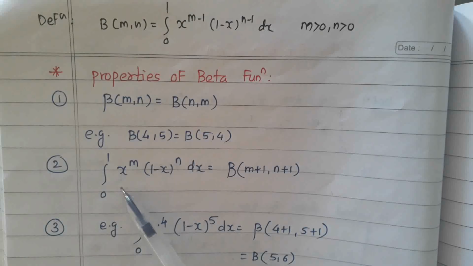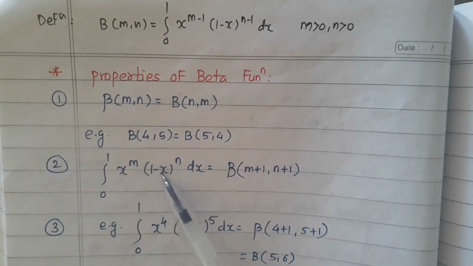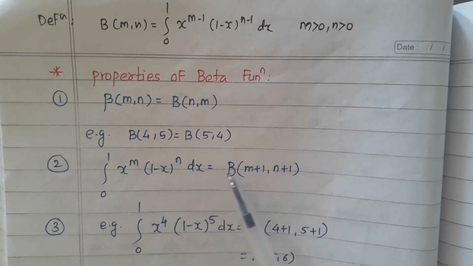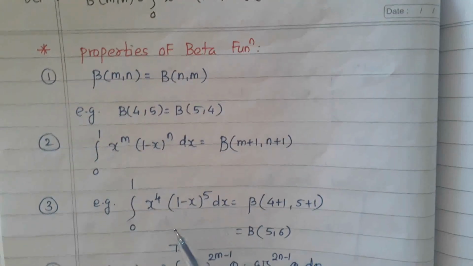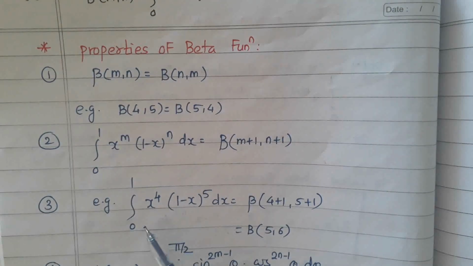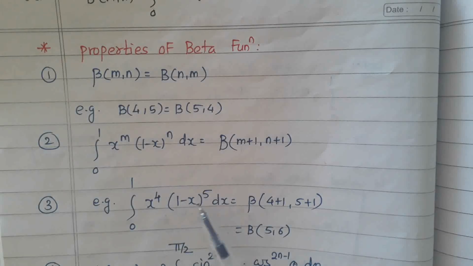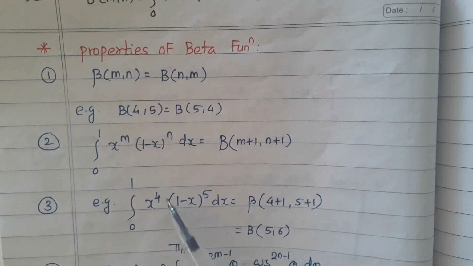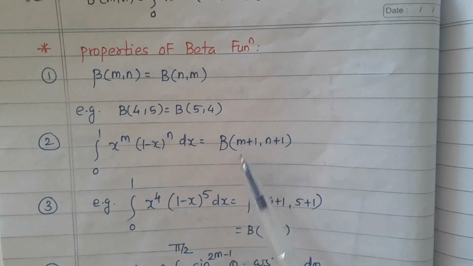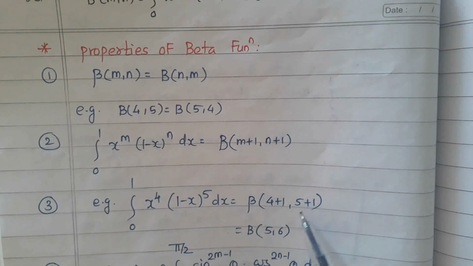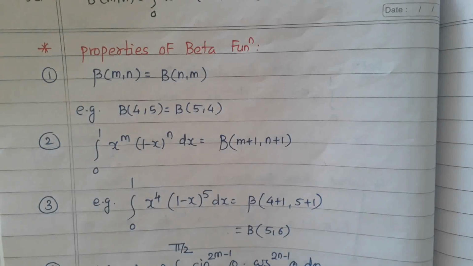Second property: the integral from 0 to 1 of x raised to m, (1 minus x) raised to n dx is equal to beta(m plus 1, n plus 1). For example, consider the integral from 0 to 1 of x raised to 4, (1 minus x) raised to 5 dx. You can write this integral in beta notation. Compare the values of m and n. m is equal to 4, n is equal to 5. Place these values here, it becomes beta(4 plus 1, 5 plus 1), which is equal to beta(5, 6).